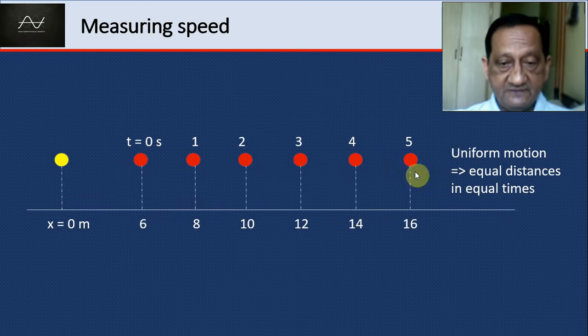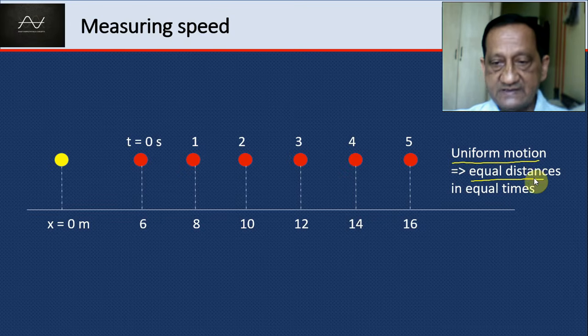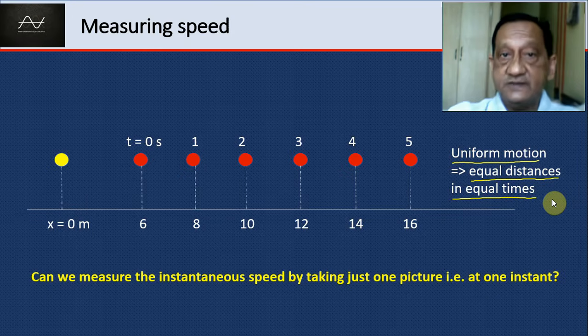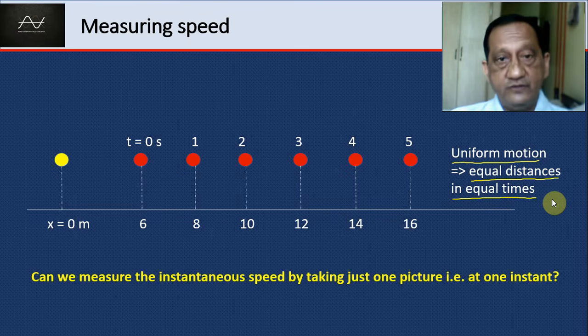Now, we had seen this kind of a picture earlier in the last session. This was uniform motion. It was covering equal distances in equal times. Now, the question that we are asking is, can we measure the speed at one instant by taking a picture of the body at that instant? Meaning, if some body is moving and I take just one picture, from that one picture alone, can I tell the speed? No. That one picture only tells me the position at that instant, but I need to know the speed at that instant. So one photo will not give me.